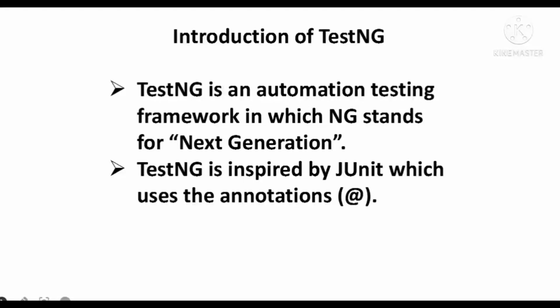JUnit has a few constraints: test methods could not return a value and could not have parameters, and test method names had to start with test. These are the drawbacks of JUnit. To overcome this, as a result of these limitations, Testng was created and added more features in return to JUnit.